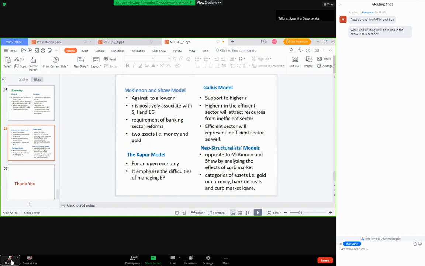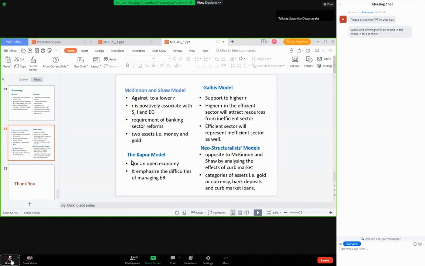McKinnon and Shaw, they are against low R, they always promote high R. And in here they come across R's positive relation to SI and EG, economic growth, which requires banking sector reform. And in here they identify two assets, money and gold.